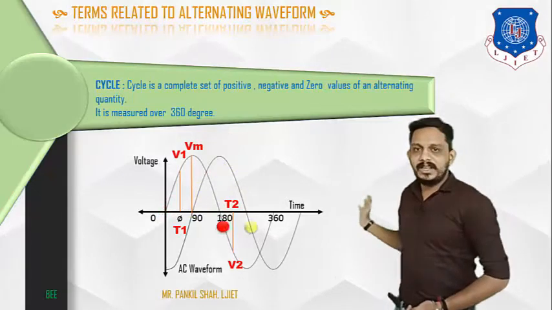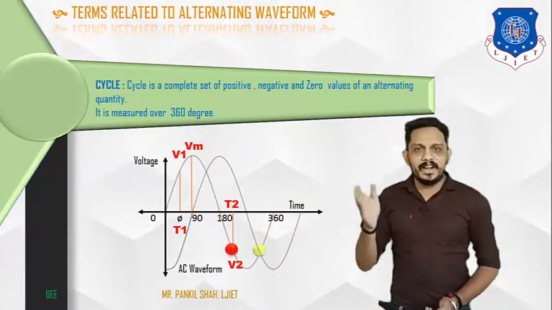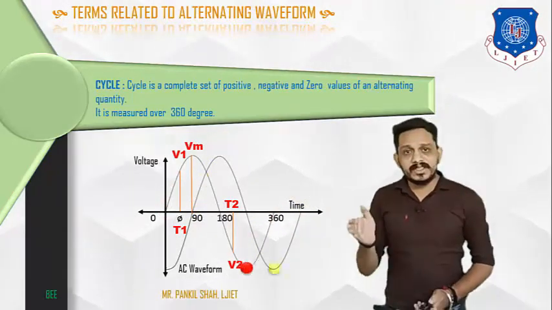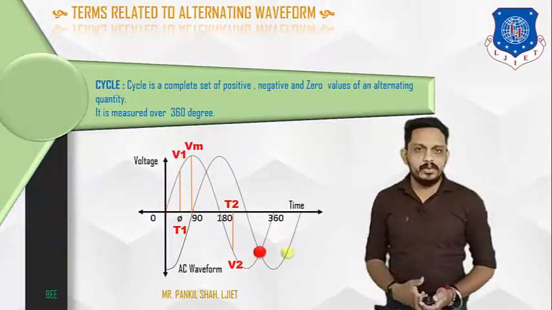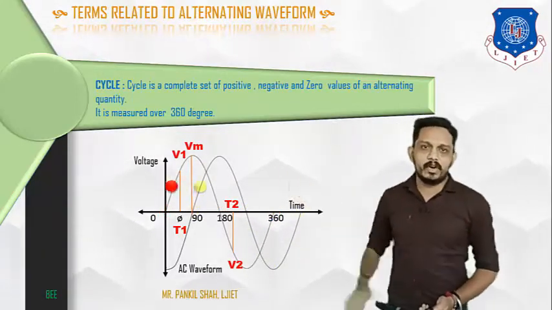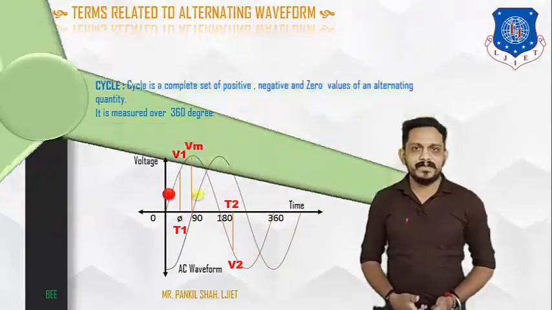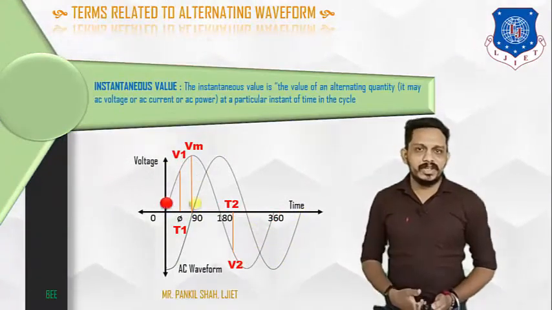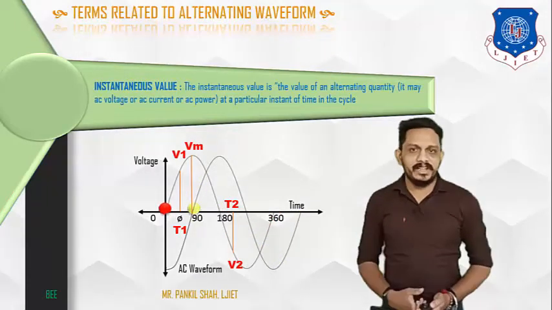And you can see in the first waveform, it started from 0 and it ended at 360 degrees. So this 0 to 360 rotation of a coil will produce one complete set of EMF, and that is known as the cycle. Now let's move towards the next definition. The next definition is instantaneous value. What do you mean by instantaneous value?